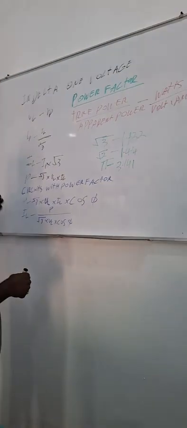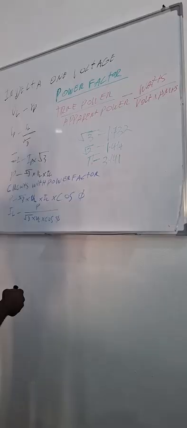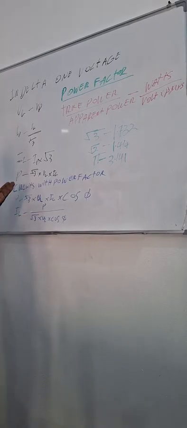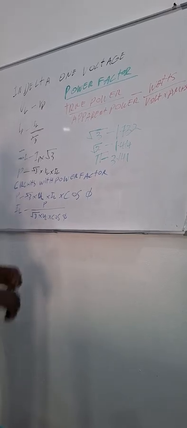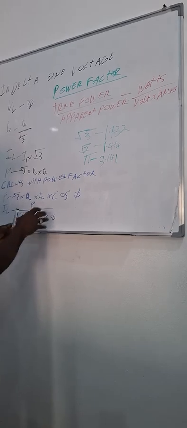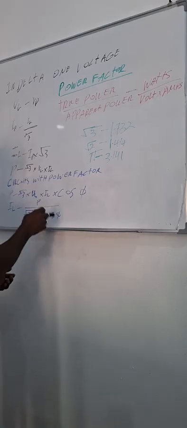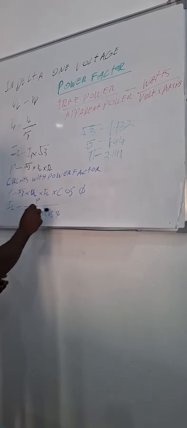Line current now, so we want to find the line current. I say again, we can do our transposition again. We have the power on top, divided by the square root of 3, which is 1.732, times the line voltage, times the cosine of the angle, to find that. So this is when you have a power factor and you apply the three-phase formula.